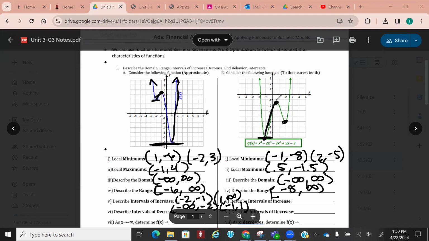Intervals of increase. This is increasing, this is increasing. So that's going to be from -1 to 0.5. And then from 2 to +infinity. Decrease is going to be -infinity to -1. And then from 0.5 to 2.